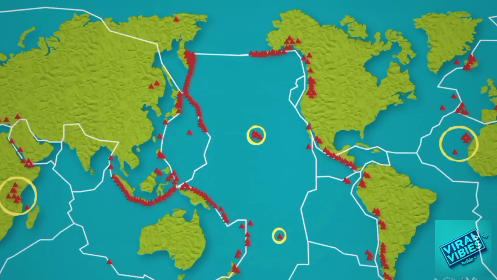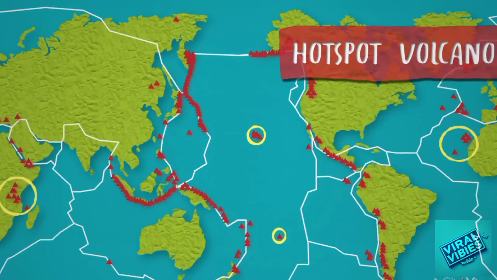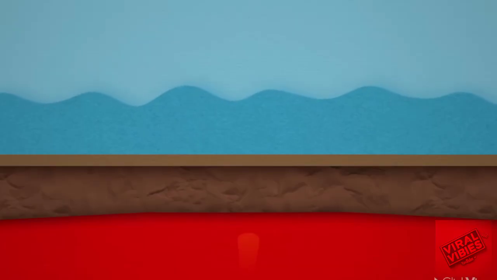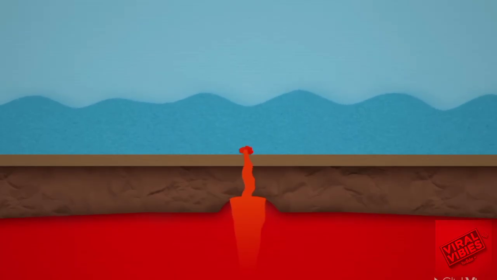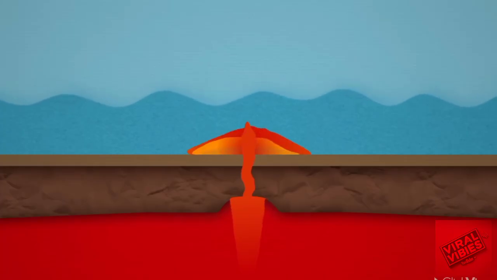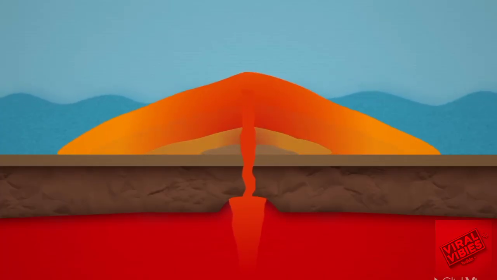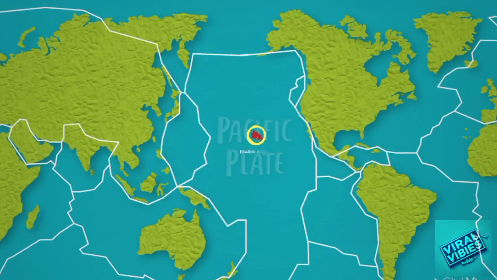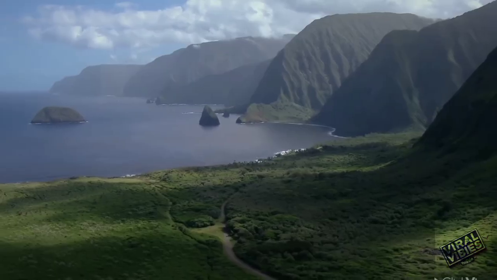The third scenario is a bit different and doesn't depend on plate boundaries. These are called hotspots. A hotspot is an area in the middle of a tectonic plate where magma from deep within the mantle rises up through the crust. This creates a chain of volcanoes as the plate slowly moves over the hotspot. The Hawaiian Islands were formed this way, one after another, as the Pacific plate drifted over a fixed plume of hot magma rising from deep inside the Earth.